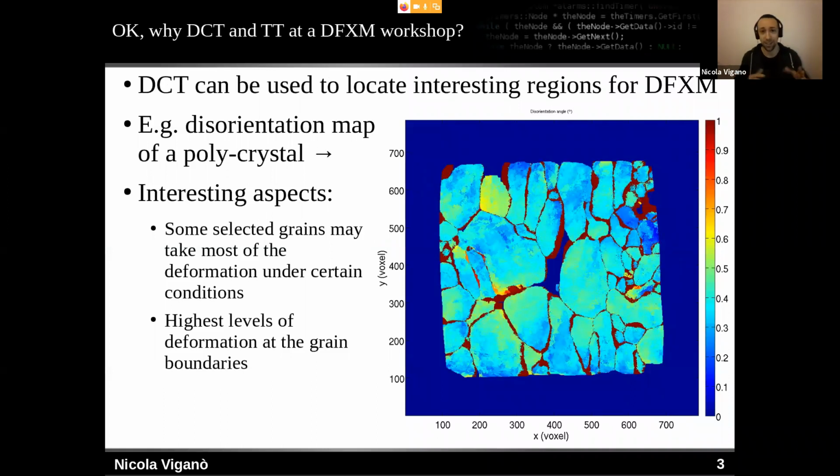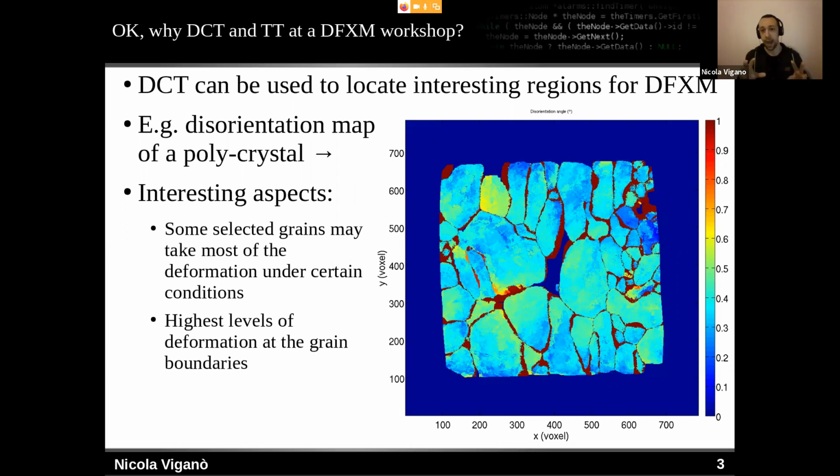Well, probably this is known by everyone here, but DCT can actually be used to scan larger regions of samples and actually quite a few grains in just a few minutes. And that can be a very good way for locating features that we want to inspect later with dark field X-ray microscopy. For instance, here I have an example, which is a polycrystal. And we can see immediately that the grain misorientation, or let's say local misorientation, sorry, is higher either in certain grains or in certain regions.